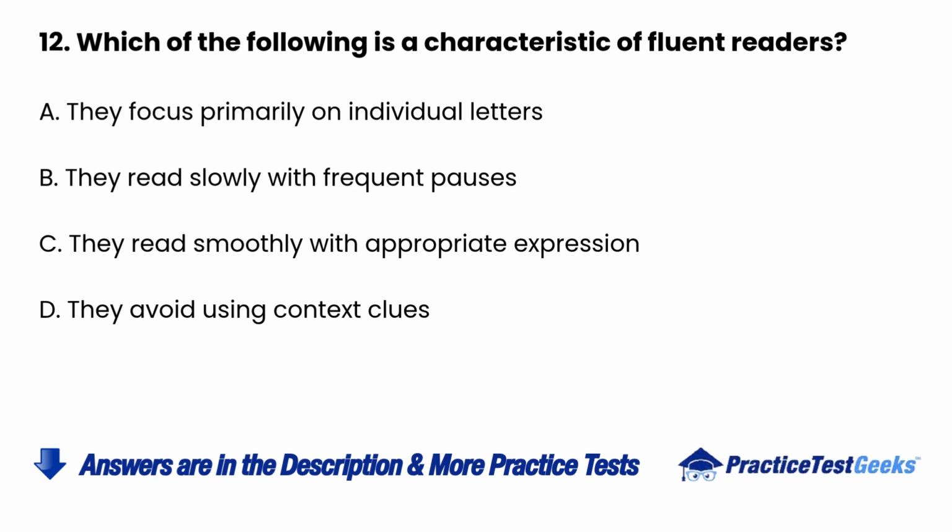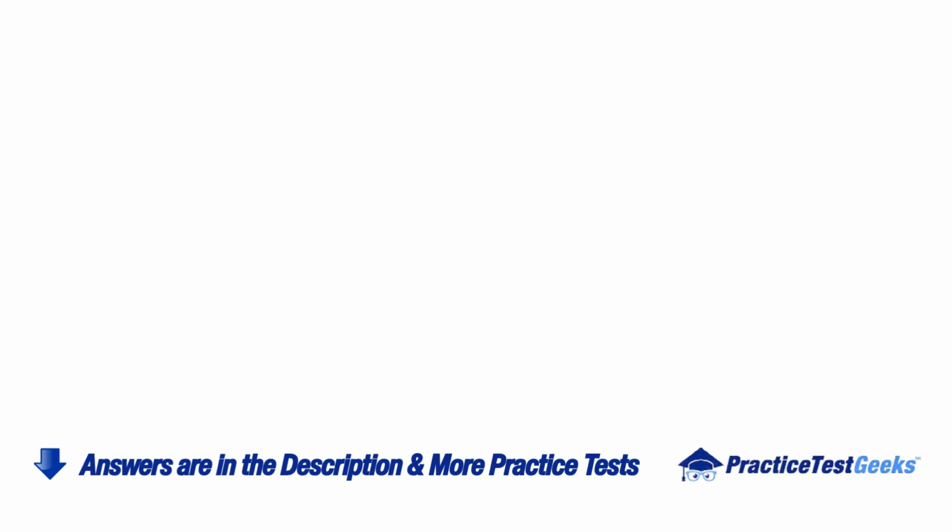12. Which of the following is a characteristic of fluent readers? A. They focus primarily on individual letters. B. They read slowly with frequent pauses. C. They read smoothly with appropriate expression. D. They avoid using context clues.